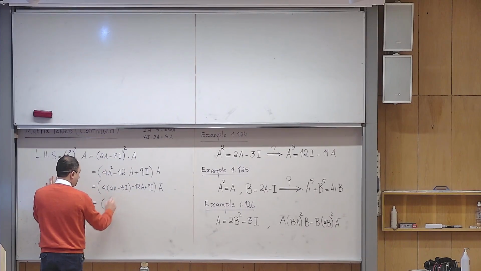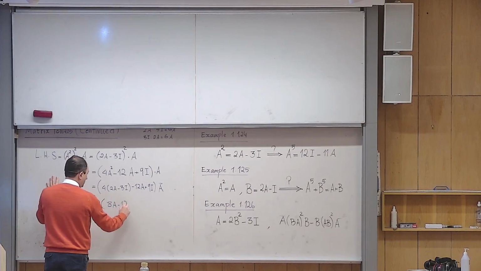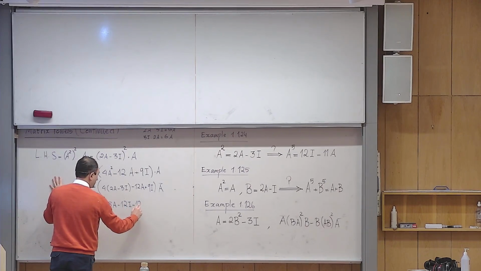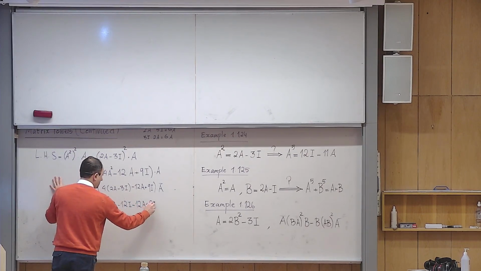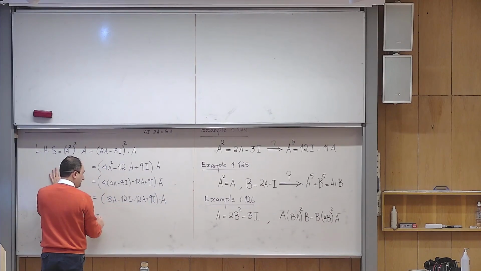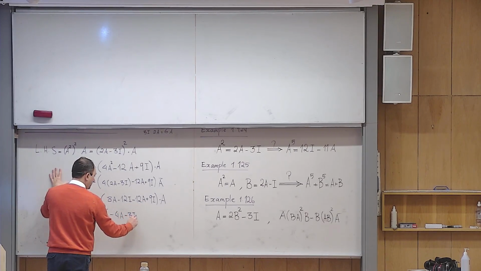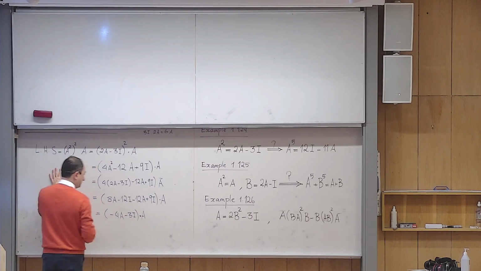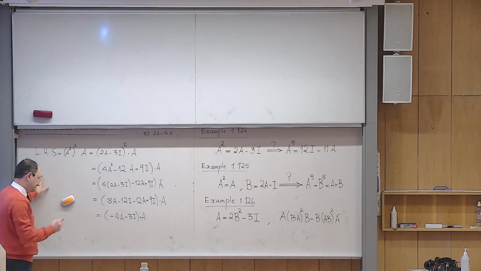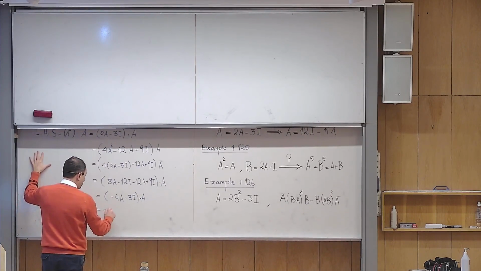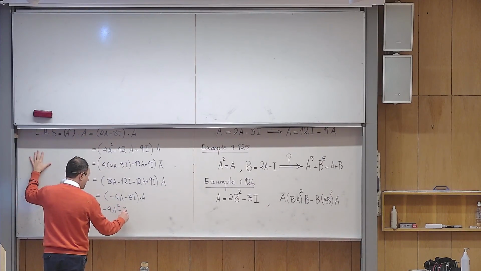So this becomes 8a minus 12i, and then I have minus 12a plus 9i multiplied by a. Simplification still continues, so this becomes 8a minus 12a, which is minus 4a, and minus 12i plus 9i becomes negative 3i. And then multiply it by a. Then what? Multiply in the a. Exactly. So this becomes minus 4a squared minus 3i times a, which is the same as a.